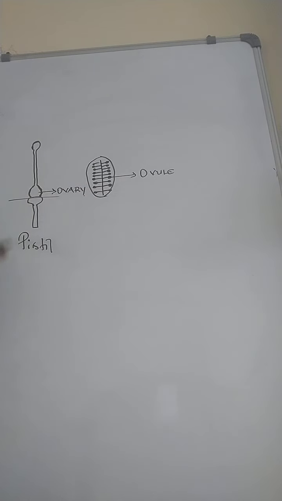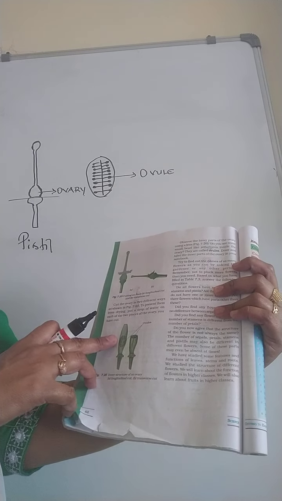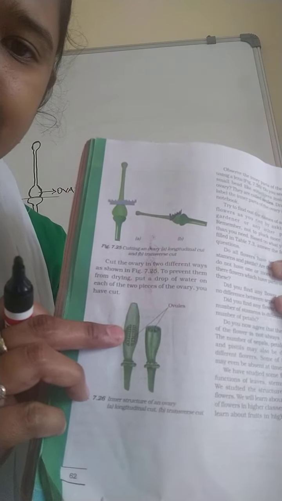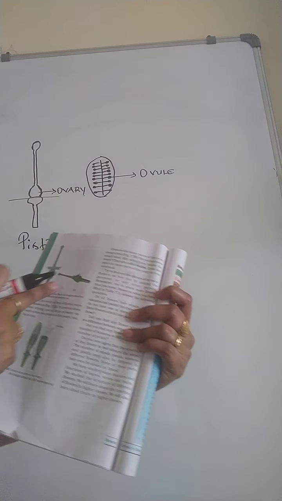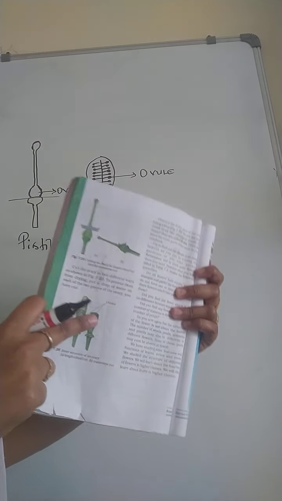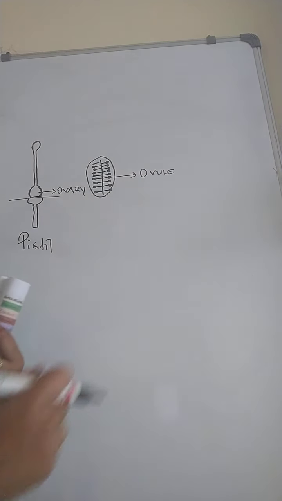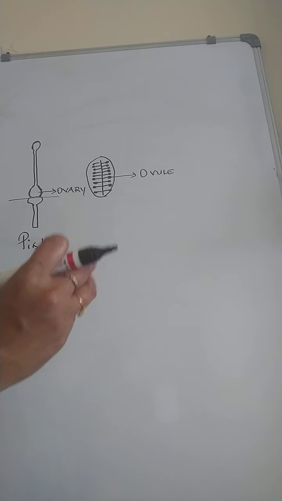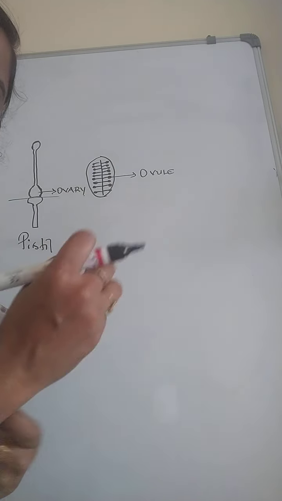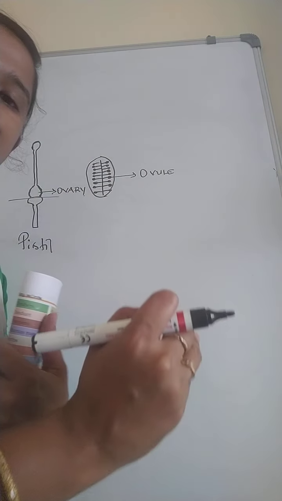If you cut horizontally or longitudinally, you can see inside like this. If you cut transverse like this, you can see inside that one. That is called the ovule. The ovule is like an egg. From that ovule, again we can reproduce a plant.